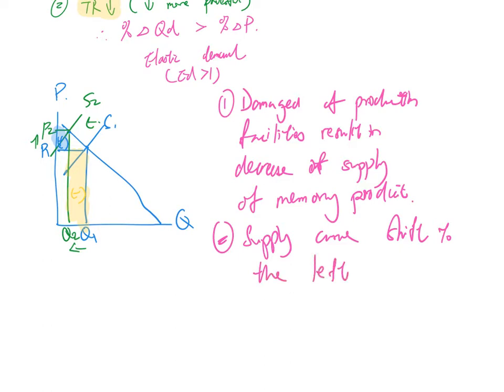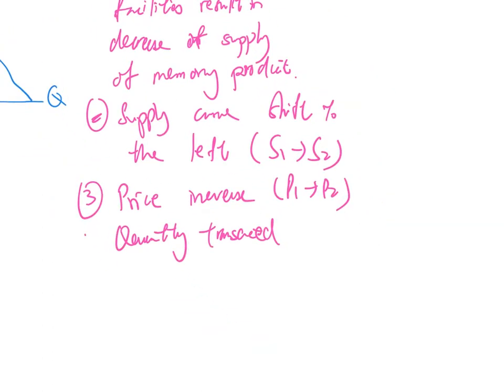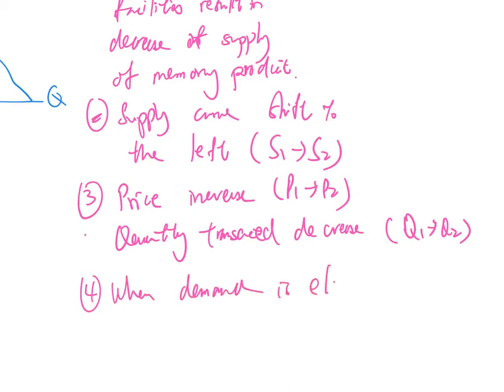Third, price increases, P1 to P2, and quantity transacted decreases, Q1 to Q2. Then fourth, when demand is elastic.